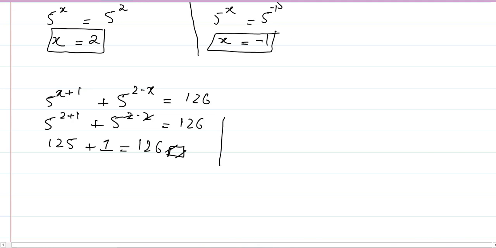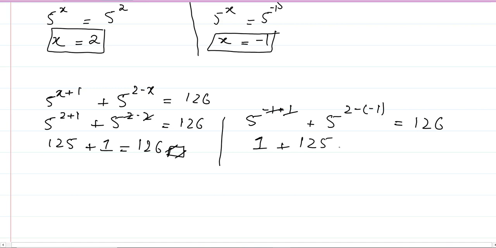So now we will insert minus 1. We will have 5 raised to the power minus 1 plus 1, plus 5 raised to the power 2 minus x, so it will be minus times minus 1, is equal to 126. This should lead us towards 126. Let's see, minus 1 and plus 1 will cancel out, so 5 raised to the power 0 will be 1, plus 2 and minus minus will be plus, so it will be 2 plus 1, which is 3, and 5 raised to the power 3, yes, is 125. So 1 plus 125 is also leading us towards 126. So it is also satisfying our solution.